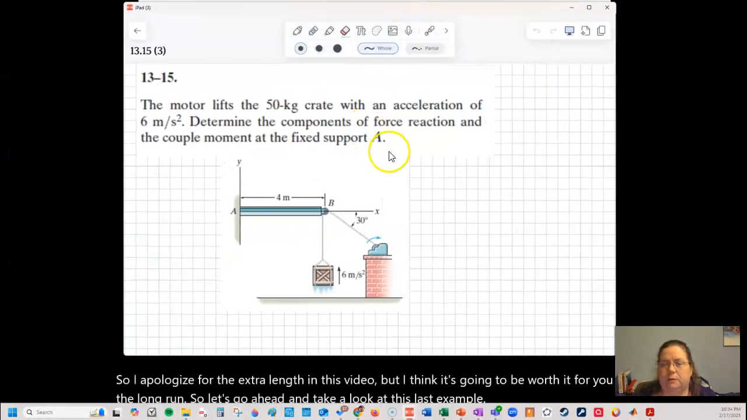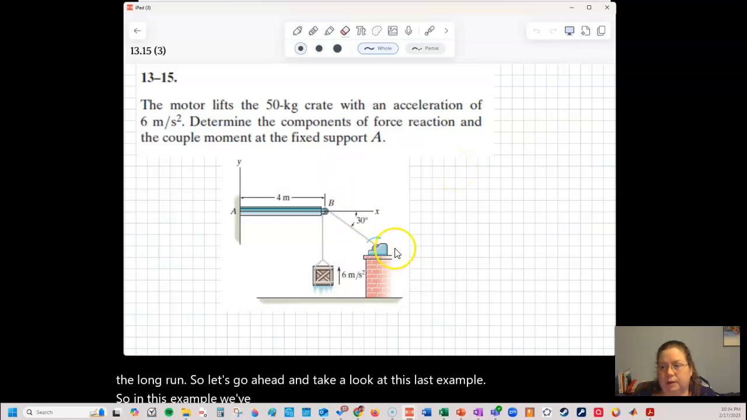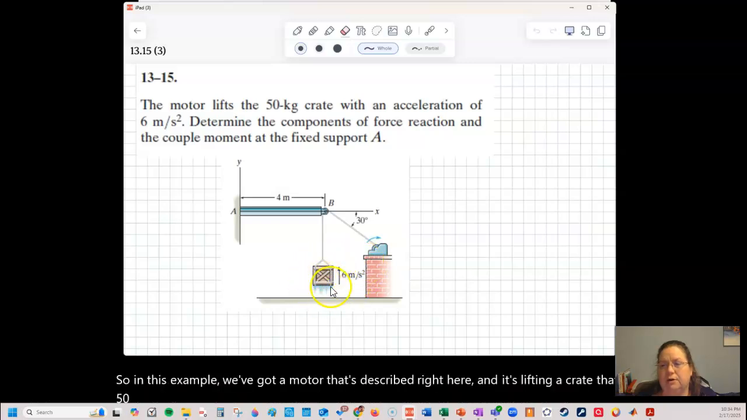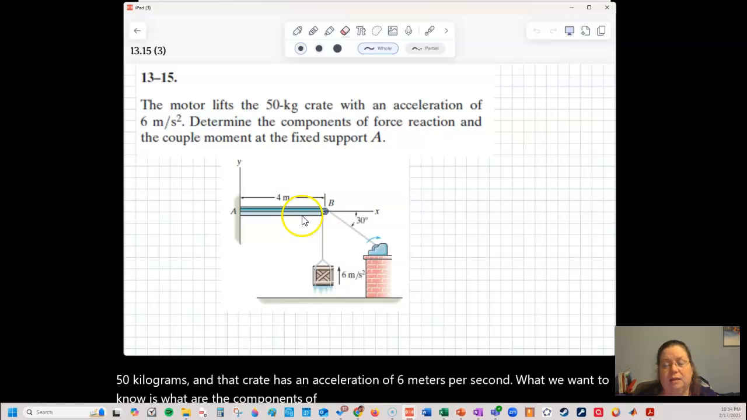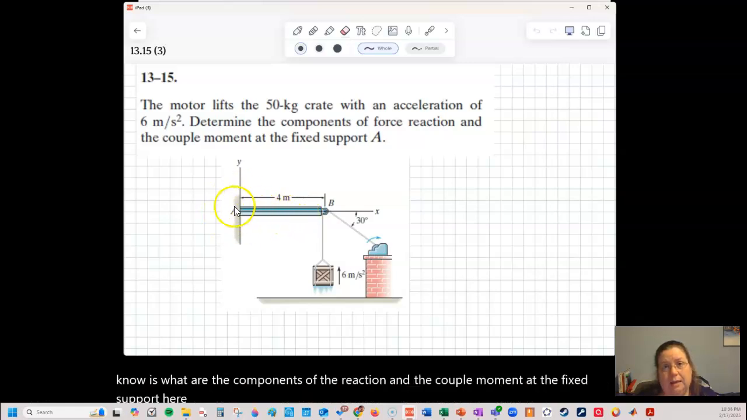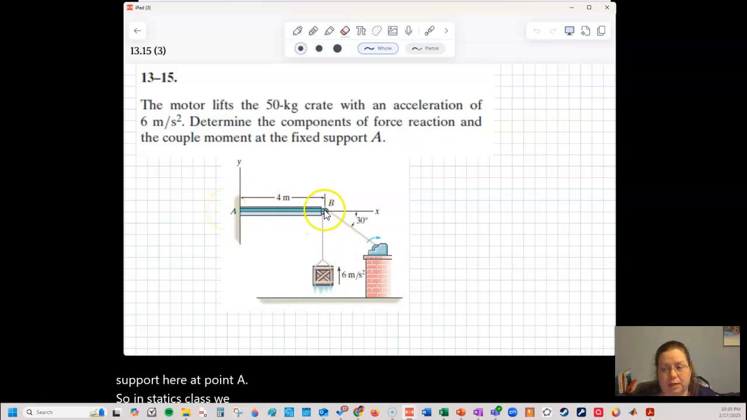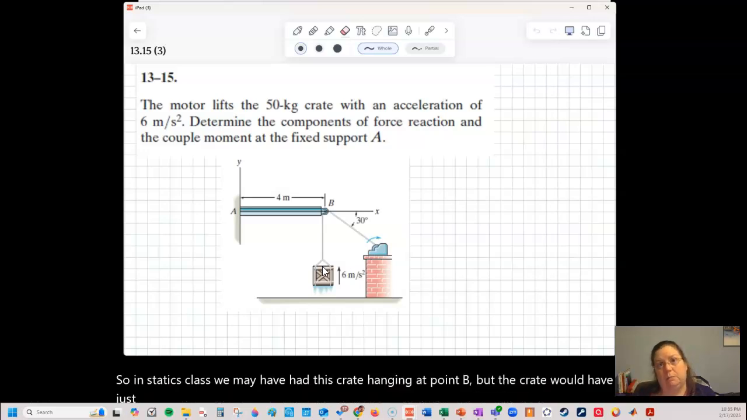In this example, we've got a motor that's described right here, and it's lifting a crate that's 50 kilograms, and that crate has an acceleration of 6 meters per second. What we want to know is what are the components of the reaction and the couple moment at the fixed support here at point A. So in statics class, we may have had this crate hanging at point B, but the crate would have just been stationary. It wouldn't have been moving.